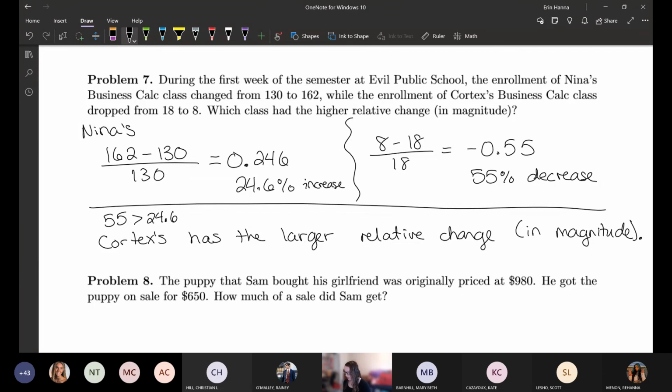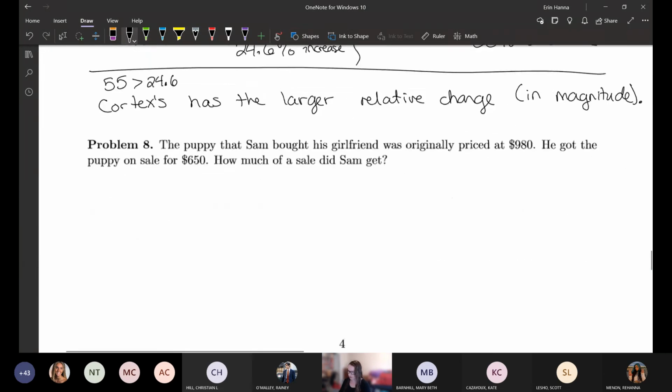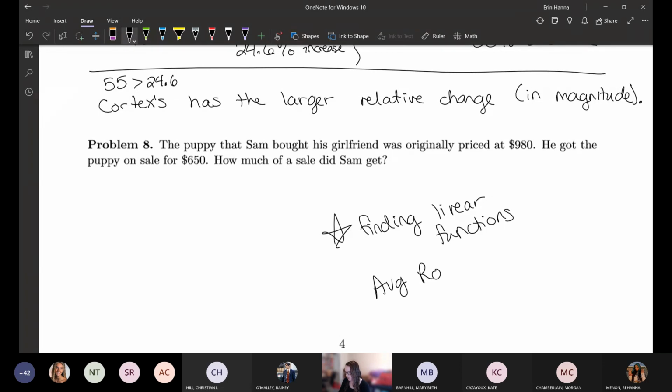So that's in chat. Sometimes my chat is super laggy, so let me write it here too. So finding linear function and average rate of change for the quiz on Wednesday.